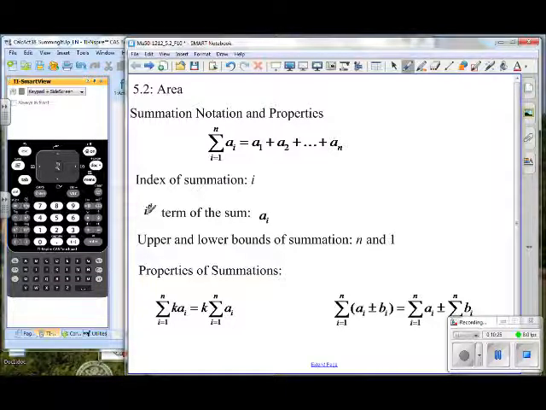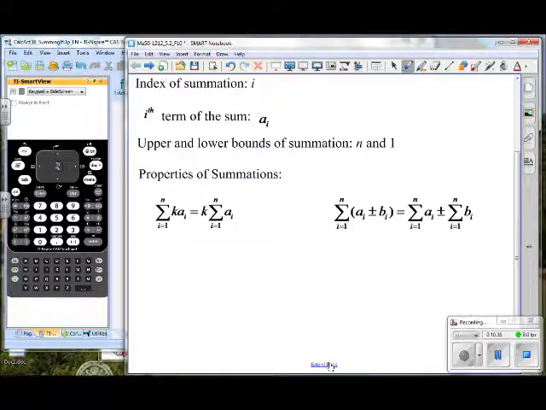The ith term of the sum is designated as a sub i. Upper and lower bounds, in this case, go from 1 to n. And we have some properties of summations. Now, again, you've seen these before. This one is saying that if I'm going to add up n terms, and I have all of that summing up multiplied by a scalar, that scalar, k in this case, can be brought to the outside of the summation, and we can add up all those terms and then multiply by the scalar.